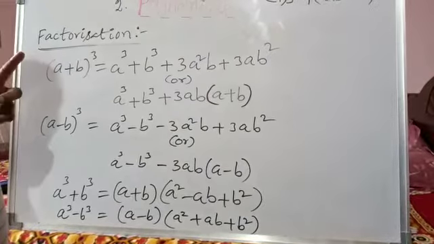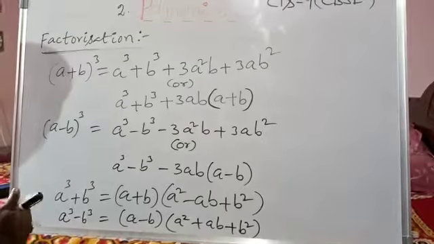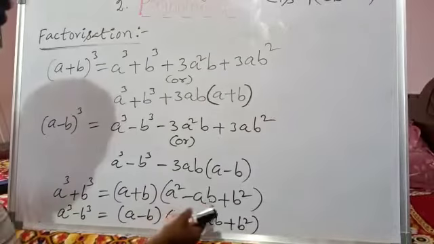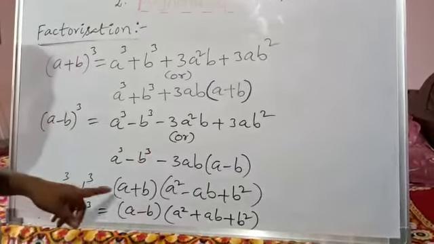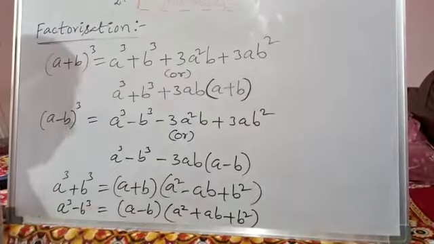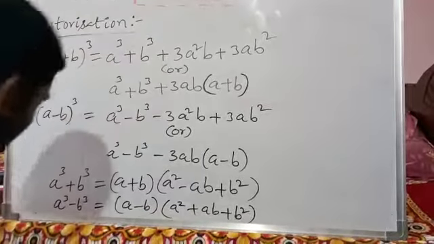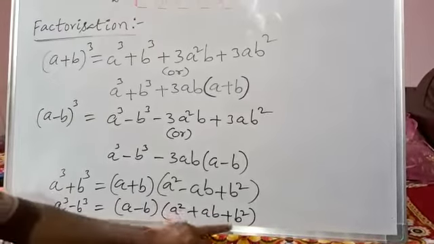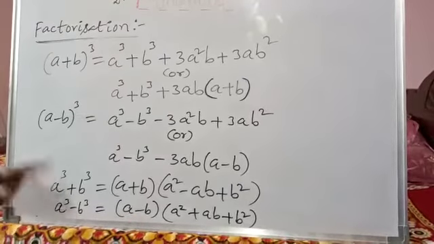Some more identities are also very important. a cube plus b cube is equal to (a plus b) into (a square minus ab plus b square). See students, here only ab is a negative term. You can check this: take the RHS and multiply (a plus b) with it, then you get a cube plus b cube. And a cube minus b cube is equal to (a minus b) into (a square plus ab plus b square). All these terms are positive, only here b is negative. These are the identities, students.